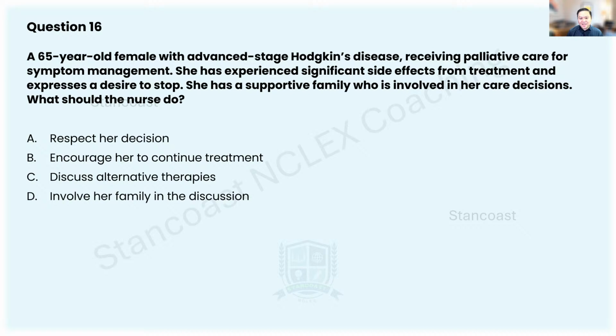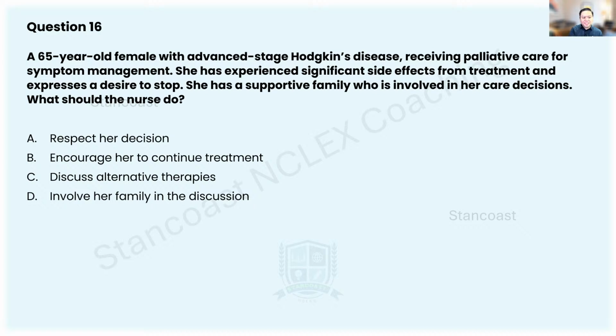A 65-year-old female with advanced stage Hutchin's disease receiving palliative care for symptom management. She has experienced significant side effects from treatment and expresses a desire to stop. She has a supportive family who is involved in her care decisions. What should the nurse do? Is it A, respect her decision? B, encourage her to continue treatment? C, discuss alternative therapies? And D, involve her family in the discussion?